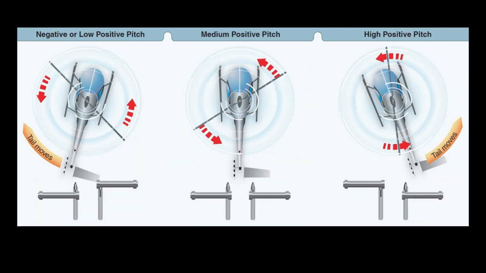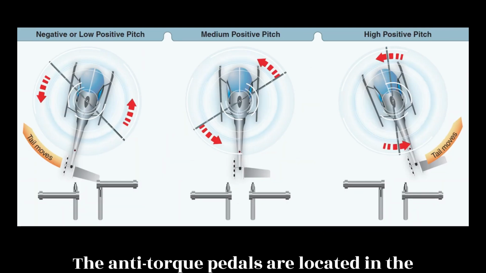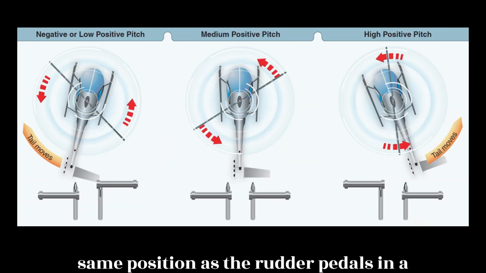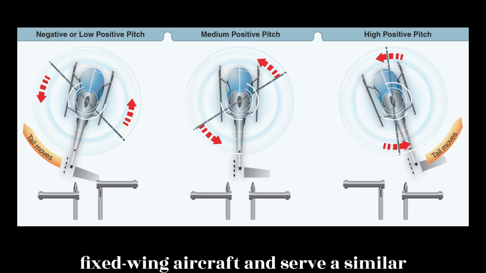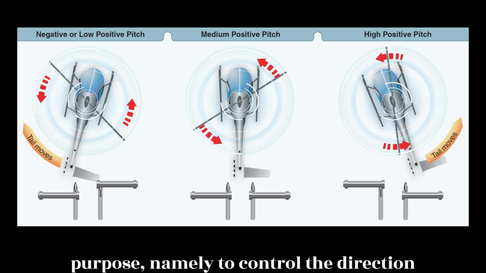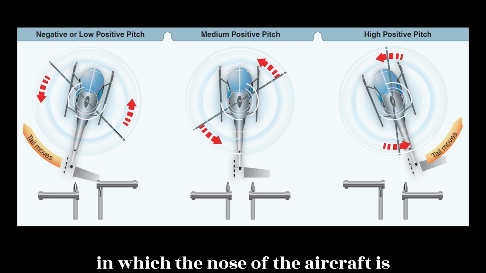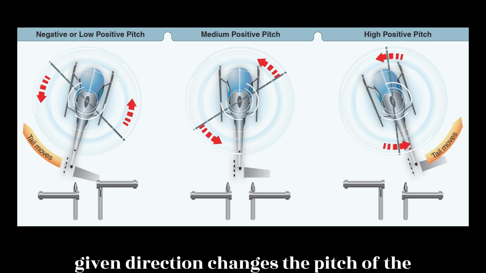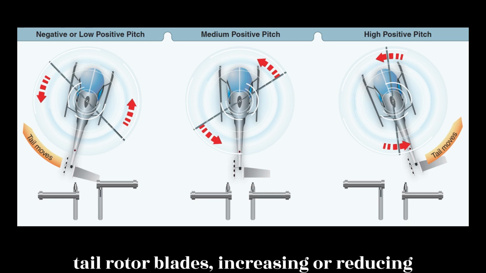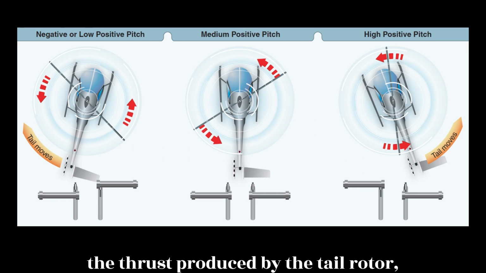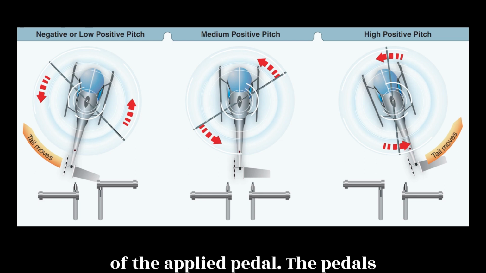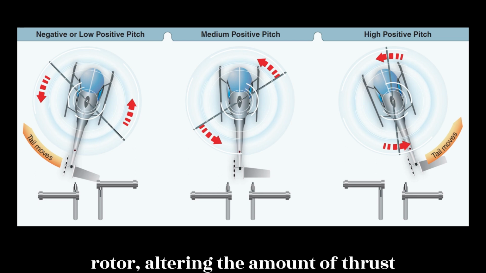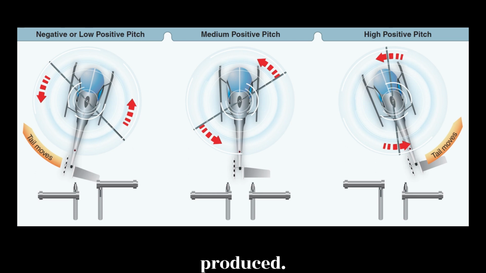Anti-torque pedals. The anti-torque pedals are located in the same position as the rudder pedals in a fixed-wing aircraft and serve a similar purpose, namely to control the direction in which the nose of the aircraft is pointed. Application of the pedal in a given direction changes the pitch of the tail rotor blades, increasing or reducing the thrust produced by the tail rotor, causing the nose to yaw in the direction of the applied pedal. The pedals mechanically change the pitch of the tail rotor, altering the amount of thrust produced.